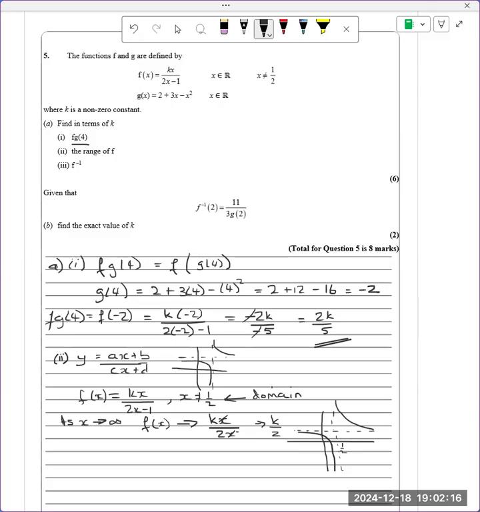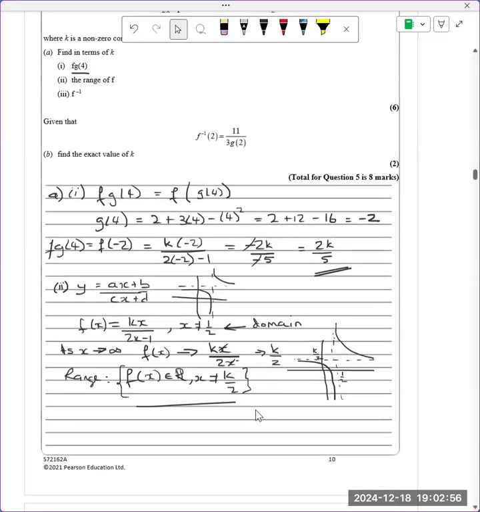So the range, it's going to go to plus infinity in this direction, minus infinity in this direction. The only thing it can't be is k over 2. k over 2 is the value here. So the range is f of x is any real number, except it's not equal to k over 2. Sorry, that's messy writing, but that's the range. I think almost nobody got that right. That's a little bit of an unfair question, but there we are.